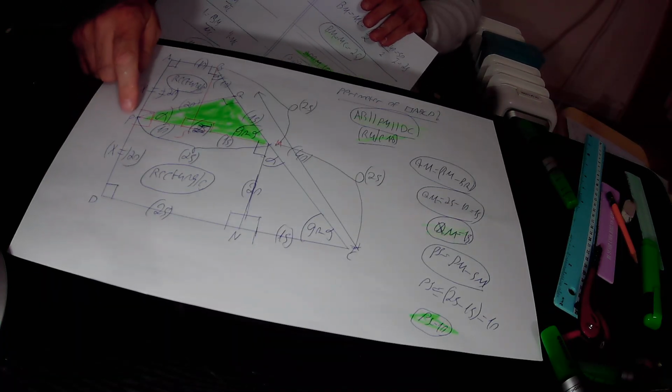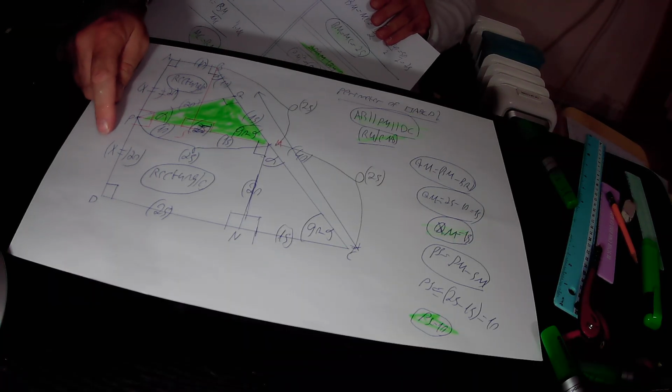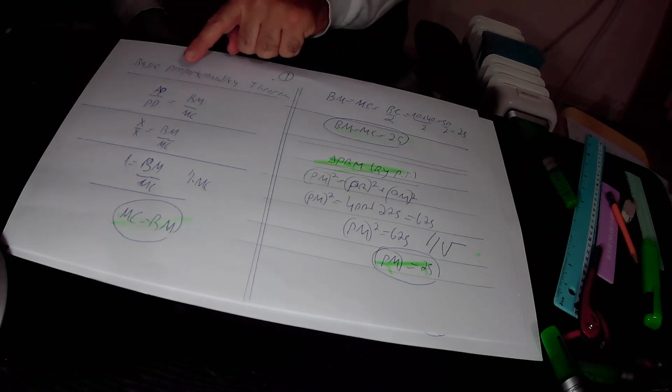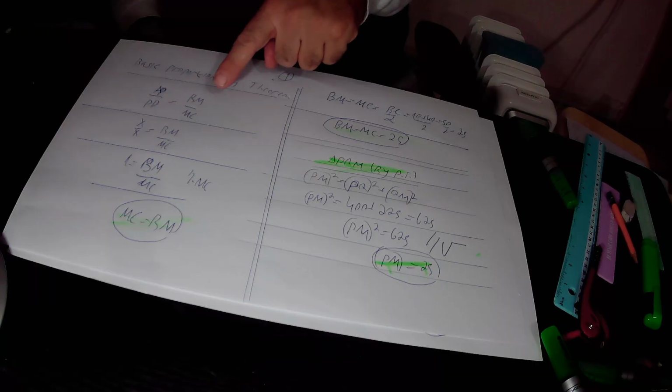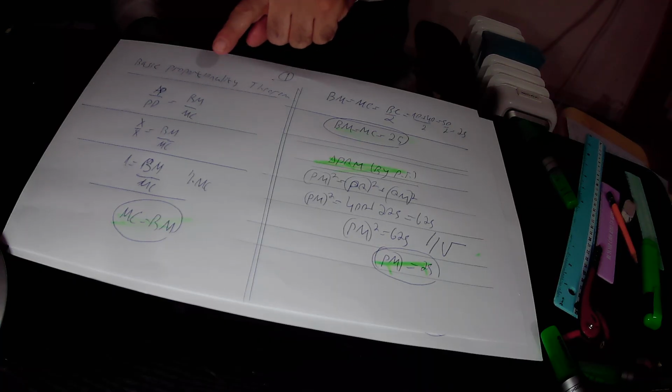But AP equals PD, according to what is given in the question. So if AP is X, then PD must also equal X because they are equal to each other. So AP over PD is X over X, equals BM over MC. X over X is 1, so 1 equals BM over MC. You multiply this equation by MC, and find out that MC equals BM.